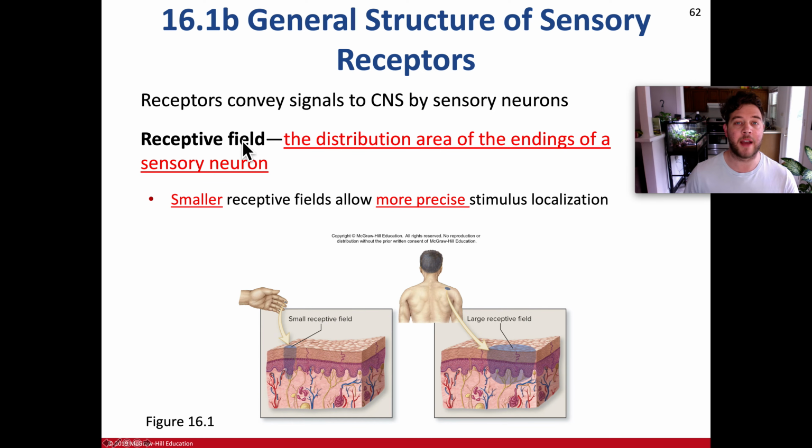So the receptors have a receptive field, which is the distribution area of the endings of a sensory neuron. That's the area the receptor is covering, and will be detecting stimuli from. A smaller receptive field allows for more precise stimulus localization. In the fingertips of our hands, we have very small receptive fields, so more neurons, with smaller receptive fields for each of those neurons, that allow for more discrete location of touch. Whereas here on the back of your shoulder, you have a much larger receptive field, so maybe fewer neurons detecting across a larger amount of space.